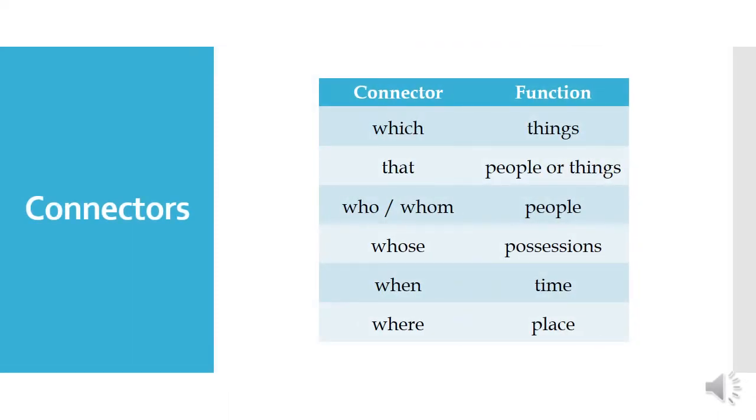To construct a relative clause, there are several connectors that we can use. Each connector has a different function, which is used to explain things. Connector that or which is used to explain people or things, while connector who or whom is used for people. Connector whose is used for possession, or kepemilikan. Connector when is used for time, while the last connector, where, is used for place. We'll see the example from each connector in the following slide.